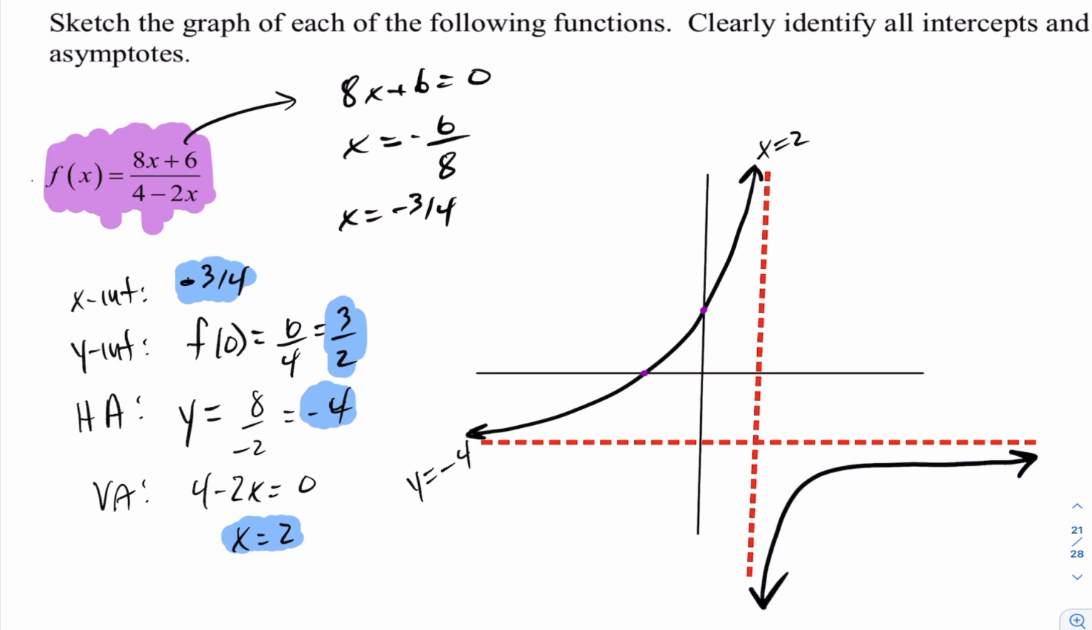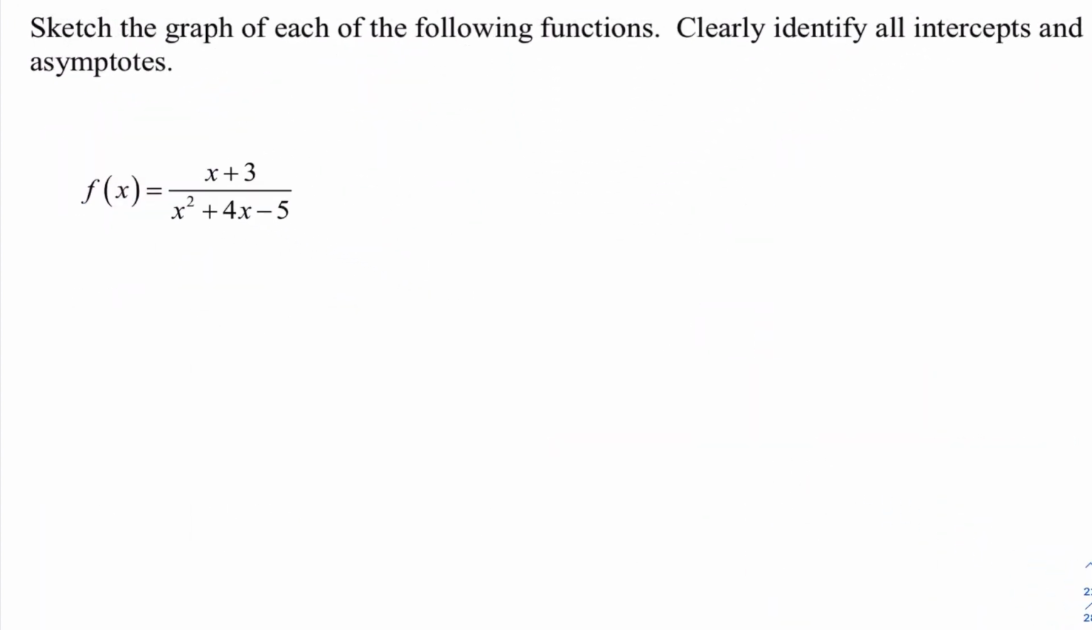Let's take a look at another rational function. All right, taking a look at the next graph, they want us to graph the following rational function. This is f(x) = (x + 3) / (x² + 4x - 5). Once again, let's go ahead and find all our characteristics of this function.